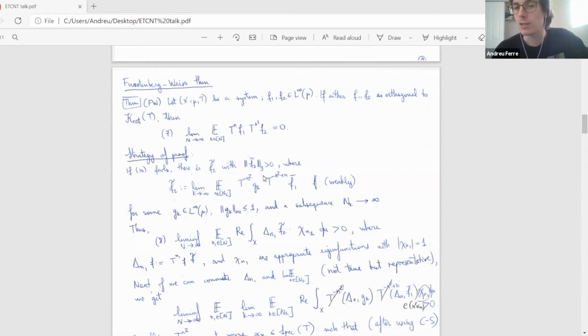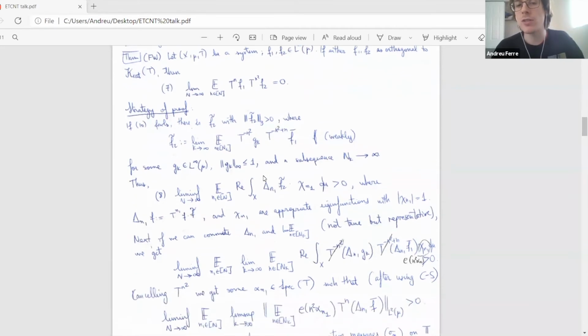Okay, so this is the first step. And the next step is to use the definition of the seminorms to realize that if you have a positive seminorm, or in fact any number of seminorms, then you must have some correlation with an eigenfunction. More particularly, we have that the limit of the averages of the real parts of these integrals is positive.